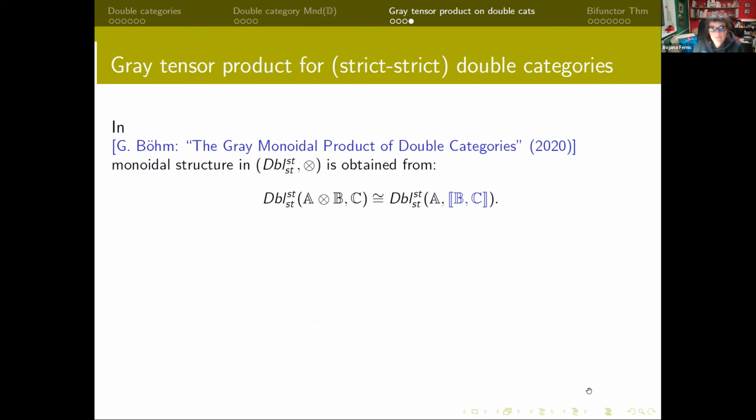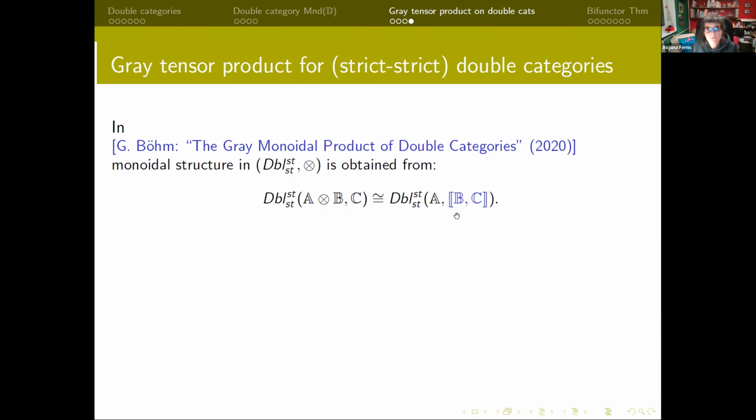Now, what about double categories? In this paper, Gabriella Böhm, as she said, to her knowledge, was the first to introduce a Gray type monoidal product on double categories. Here double means strict double categories and strict double functors. She introduced this tensor product in the following way. She starts by defining this inner hom, which is a double category. Bob and Christina mentioned it, but she defined it in a particular way. There are versions of how you can do it.